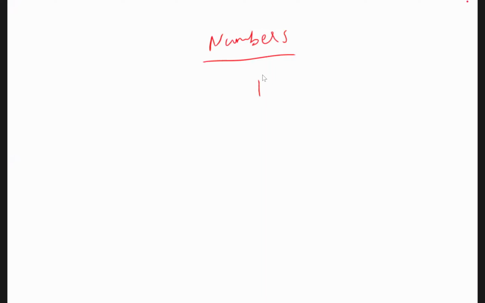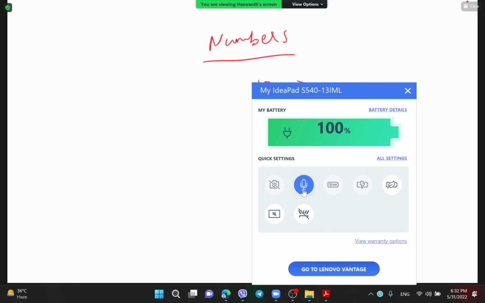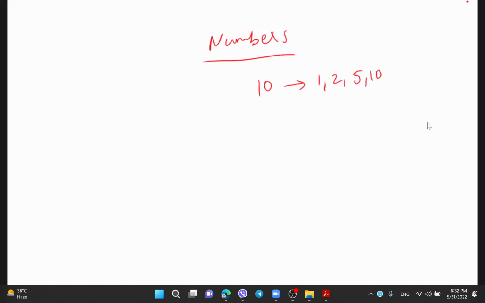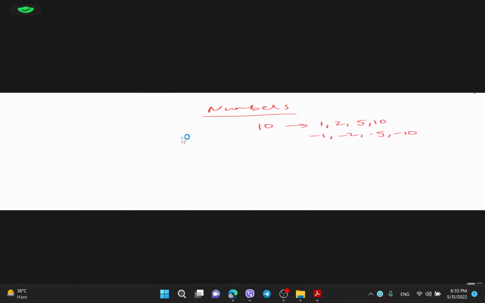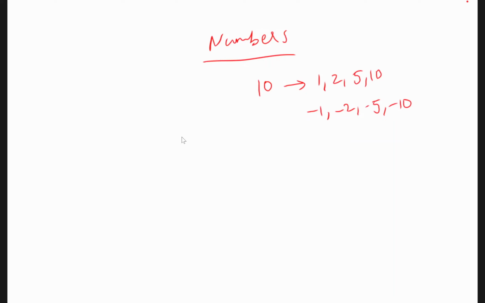For example, let's say we need to know the factors of 10. Factors means numbers which will exactly divide 10. We say 1, 2, 5, 10 are factors of 10. Similarly, minus 1, minus 2, minus 5, and minus 10 are also factors of 10. So when we talk about factors, you have to consider both positive as well as negative integers. Not only factors, multiples too. If you are considering only positive numbers, remember this idea: factors or multiples can be positive as well as negative.